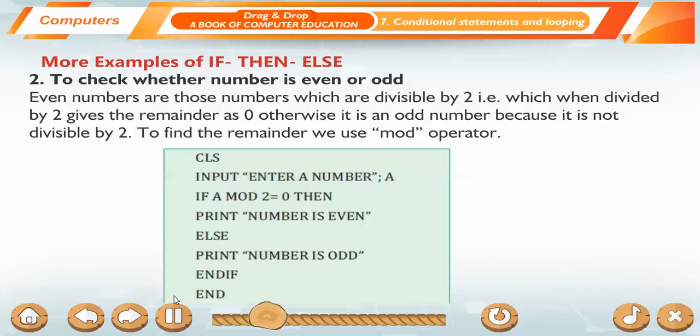To check whether a number is even or odd. Even numbers are those numbers which are divisible by 2, that is, which when divided by 2 give the remainder as 0. Otherwise, it is an odd number because it is not divisible by 2. To find the remainder, we use the mod operator. CLS. Input "Enter A number", A.